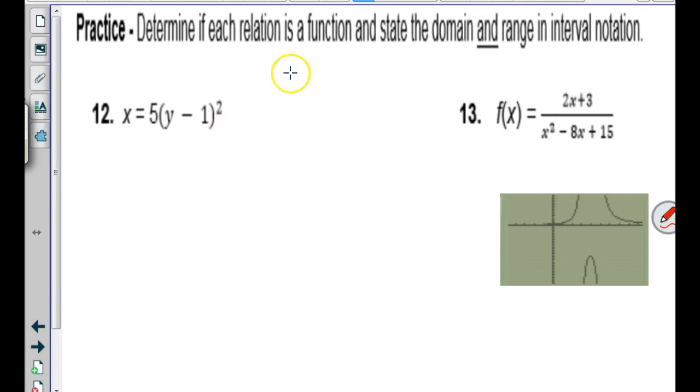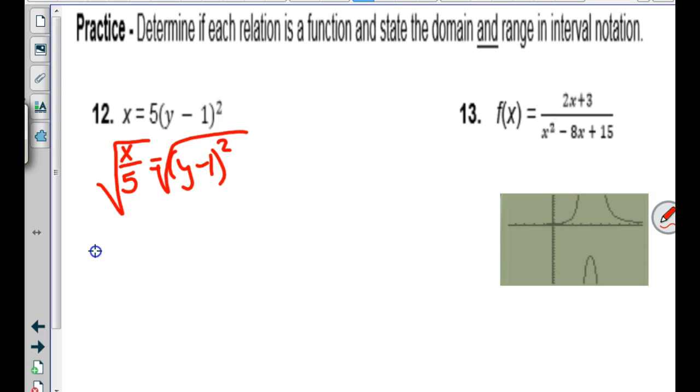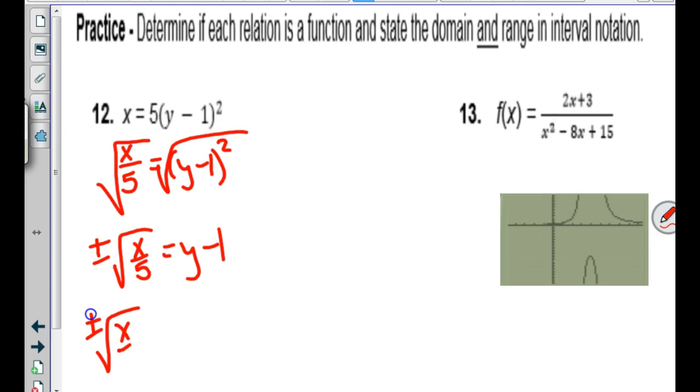The question is, when there is no graph, how can we determine if it's a function? We could try to graph this, but what would we have to do first? Yeah, we'd have to get the y by itself. And most of us would probably forget what? Plus or minus the square root of x over 5 equals y minus 1. So then we'd have to add over here.